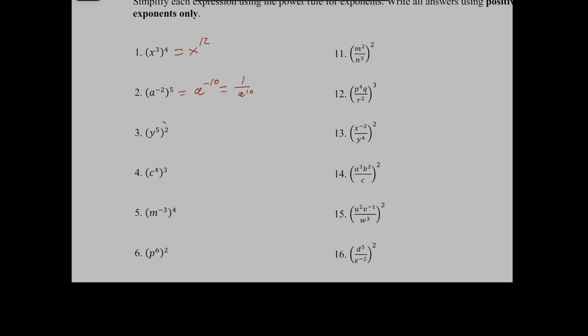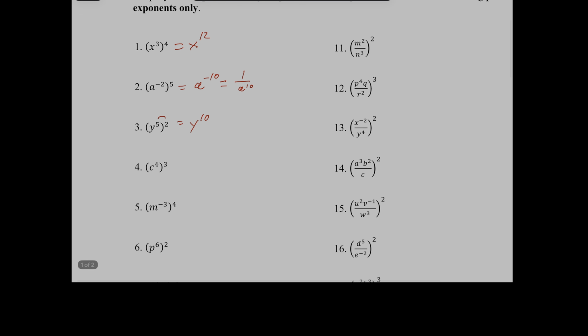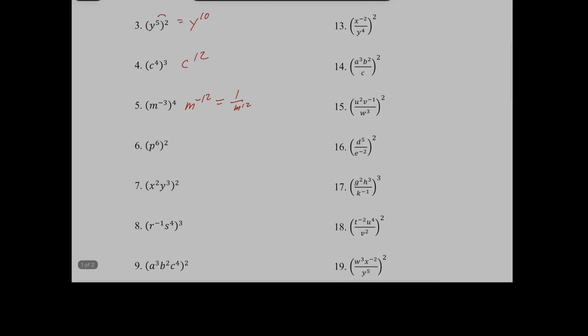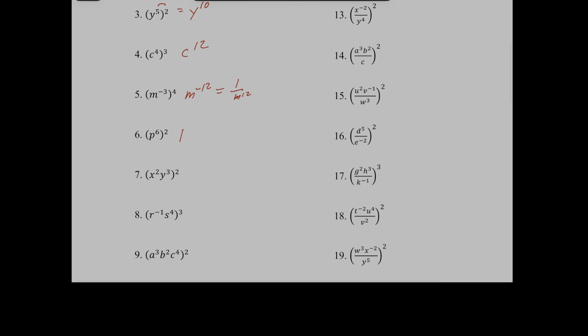Number 3, all we do is power. That becomes y to the 10. Next one, c to the 12. Next one, m to the negative 12. Well, we better flip that, right? Yeah, we better. Let's keep going. This one is just going to be p to the 12. We're just multiplying.